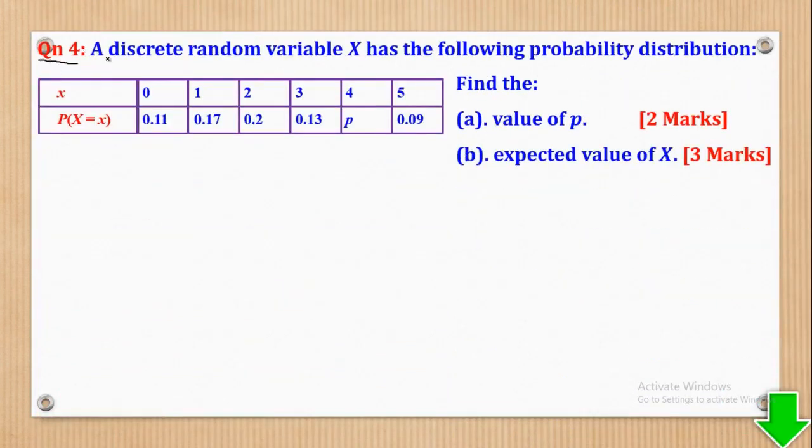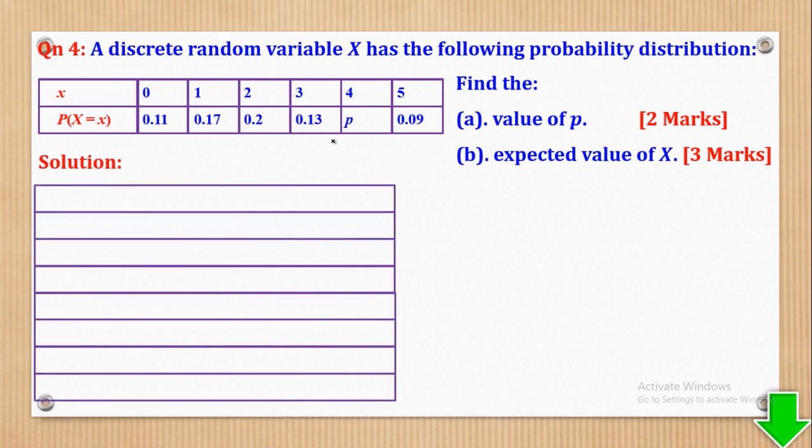Question 4 says a discrete random variable x has the following probability distribution. So these are the values of x and these are the corresponding probabilities. Find part A the value of p and part B the expected value of x. So such questions are easily done by tabulating. So when you tabulate, you shall put the values of x here. Then we shall put the values of p of x as they are.